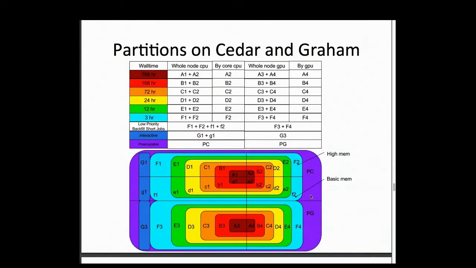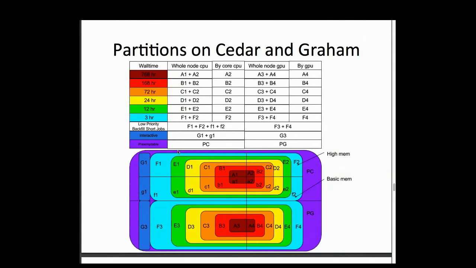It's actually a little bit more complex than this, because we have basically the high memory and the basic memory, or the CPU large, CPU base type partitions. So there's not just GPUs and CPUs, but there's the CPU large and CPU base, or high mem, basic mem jobs, as we see here in this example.